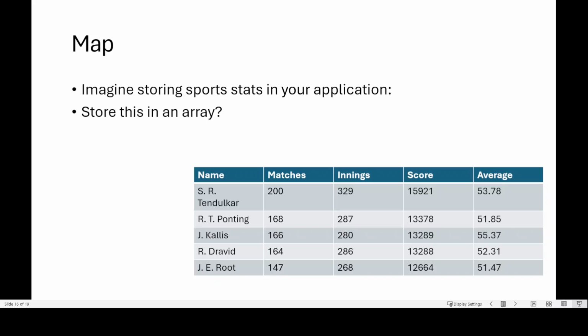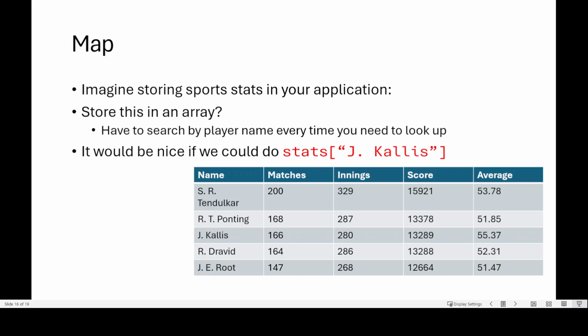You probably create structures for each player and then store these in an array, and then you'll need indices to access each of the player's records. But you'd have to search by the player's name every time you need to look up some record. So, for example, if you want to determine how many runs Jack Callis scored, then you'd have to search through this array for the name Jack Callis and then look up the correct column.